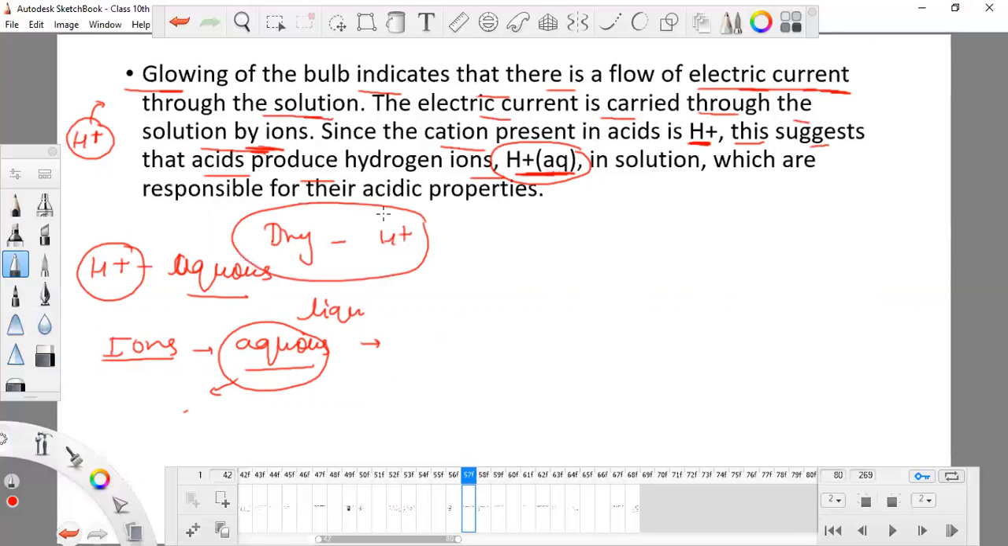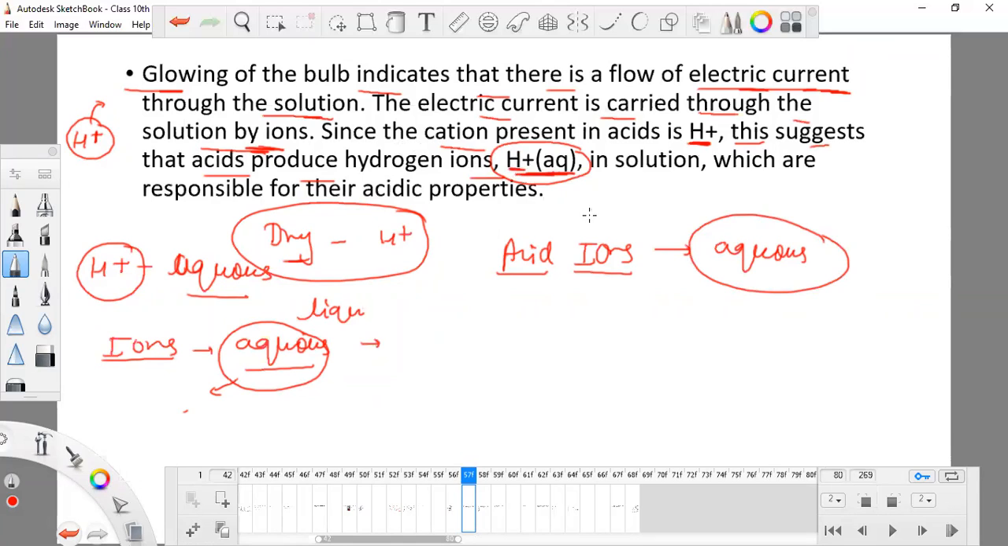Now what is dry acid, we will cover after some topics, that is, what is the dry form of acid. Right now you have to remember that acid will release its ions only when it is in aqueous condition. Only after that can it release its H plus ion in solution, which are responsible for their acidic properties.